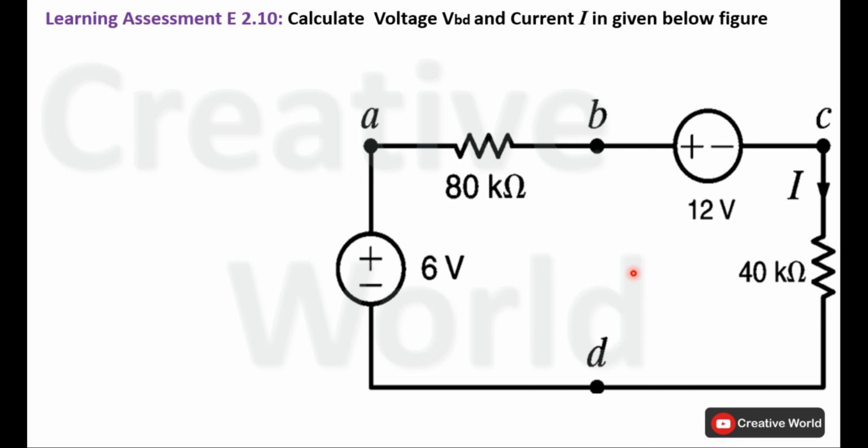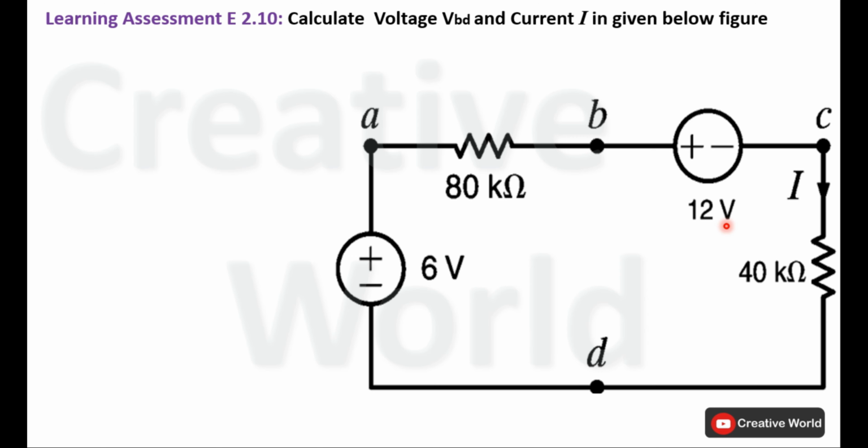First we have to calculate the value of current I. Then we will calculate the voltage across these two resistances because the same current will flow through both resistances due to series connection. And later on we will calculate voltage VBD. We will use Kirchhoff's voltage law to find the value of current in this circuit.